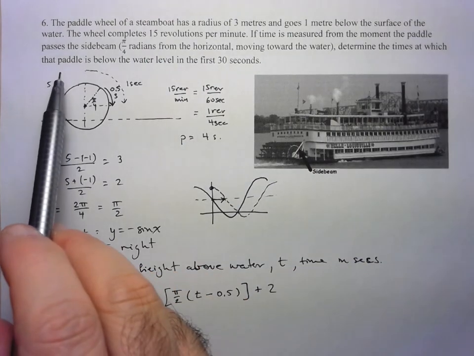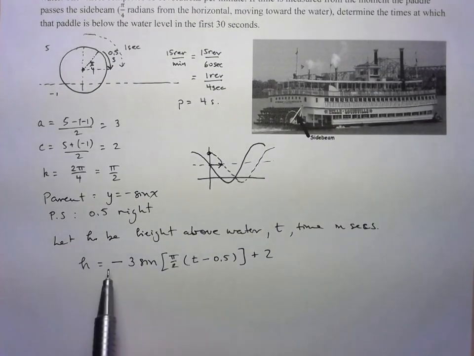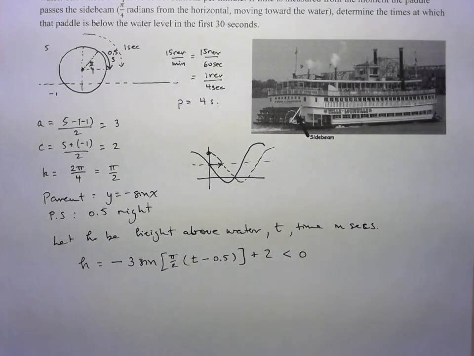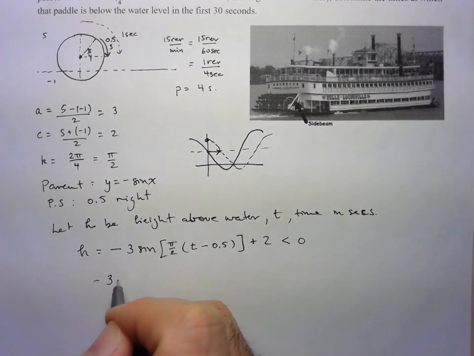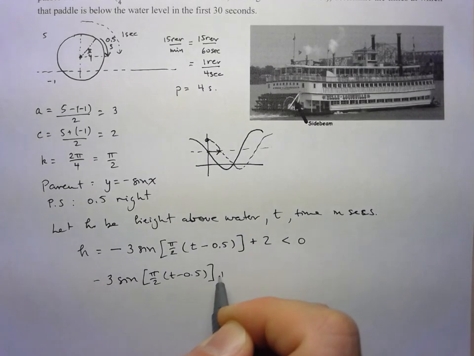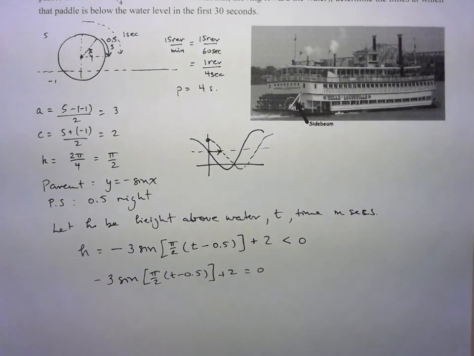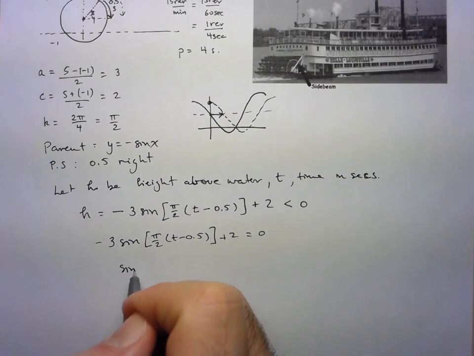We want the times at which the paddle is below the water level. So essentially what we're trying to solve is for this function to be less than 0. So we're essentially solving a trigonometric inequality, but we're going to solve it the way we've solved almost all our other inequalities, is we're going to start by finding where this thing is equal to 0. All right, so that's step number 1. So we're just going to solve the equation, negative 3 sine of pi over 2 times (t minus 0.5), plus 2, equal to 0.